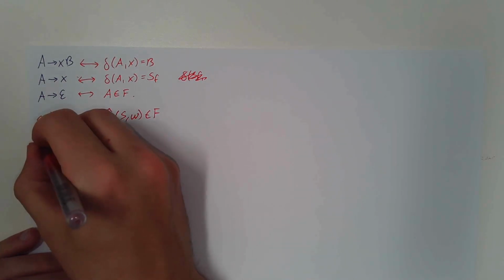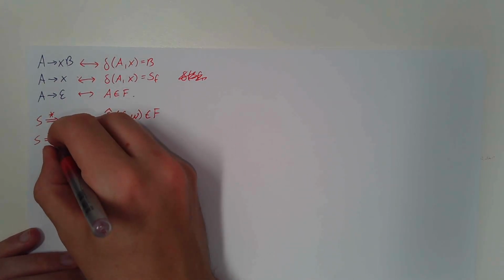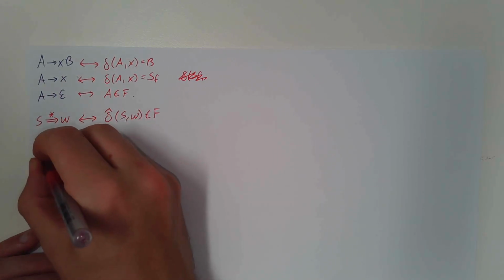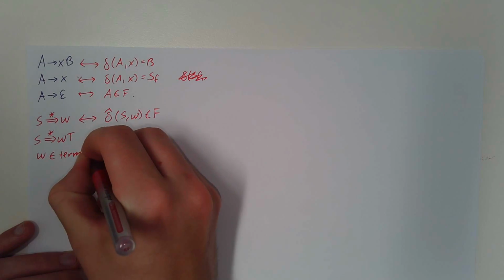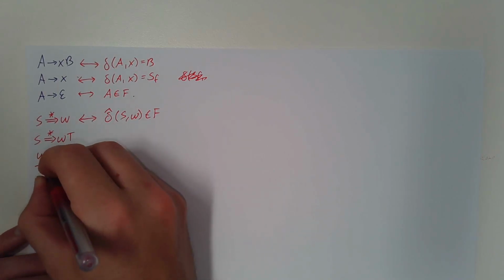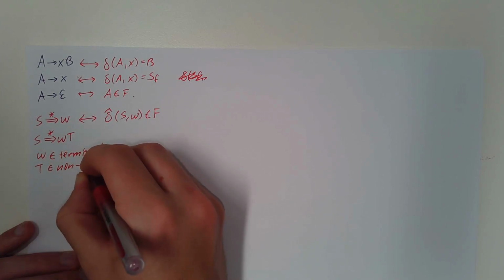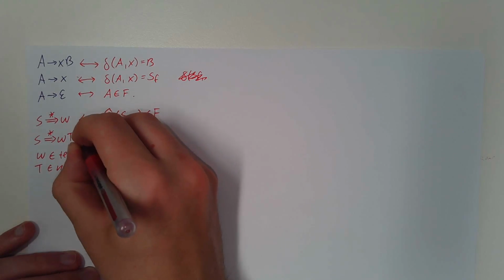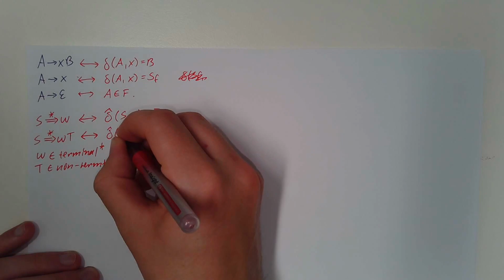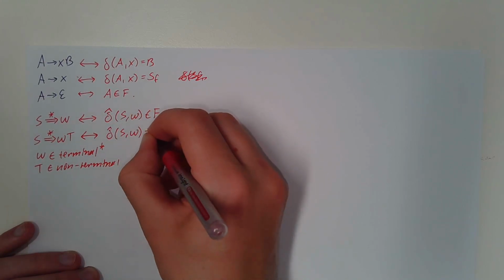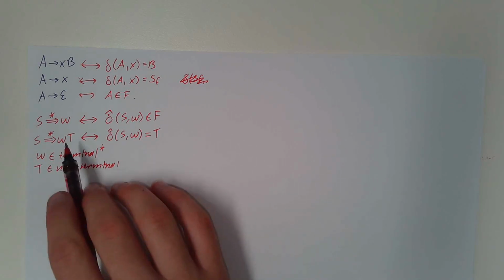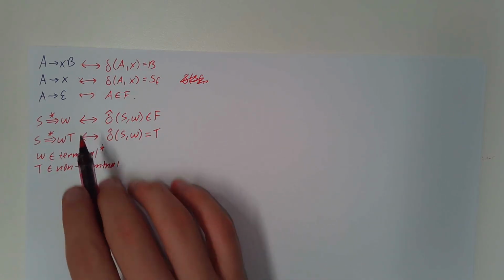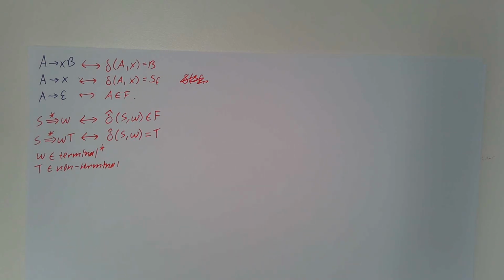So what we actually have to show is that there's some derivation for WT, where W is a string of terminal symbols, so terminal star, and T is a non-terminal, if and only if from the starting state S, reading the string W takes you precisely to the state T. This is a stronger property, and we want to prove it because if you try to prove the first one, the induction proof fails. So we're going to proceed by induction on string length.